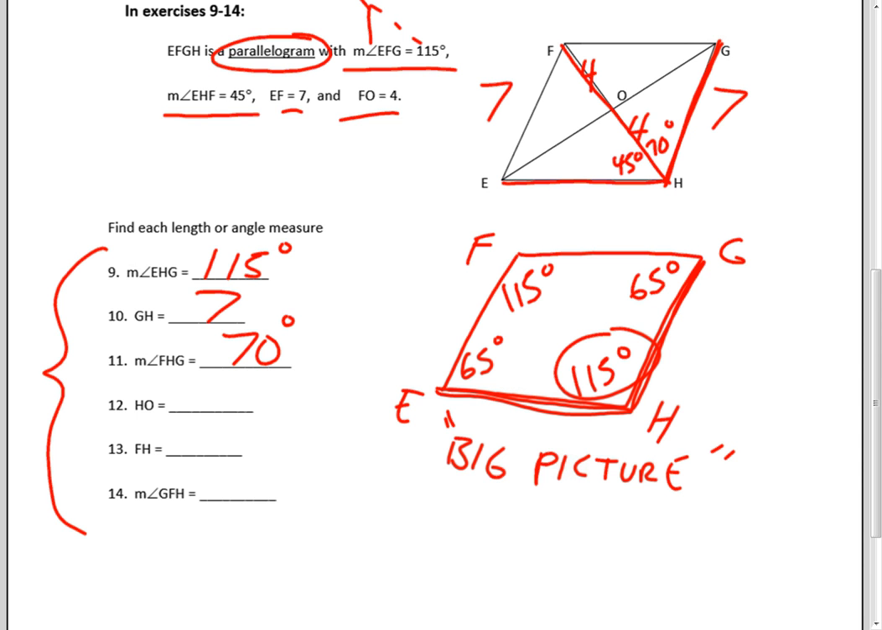Make sure that you are putting degree measures where they belong and no degree measure where it doesn't belong. HO. HO is the rest of this diagonal, which we already know is 4. FH is the whole diagonal. GFH. GFH is this angle up here. I see my Z shape. Another 45 degrees. Do we agree?